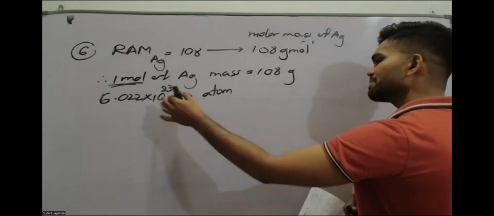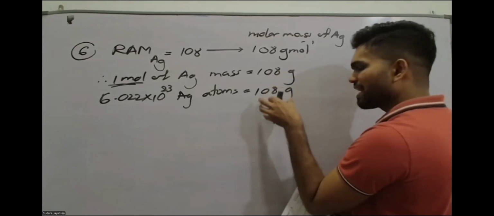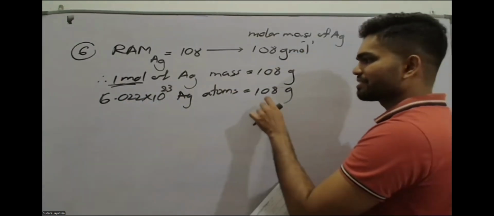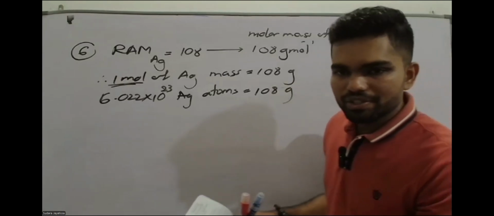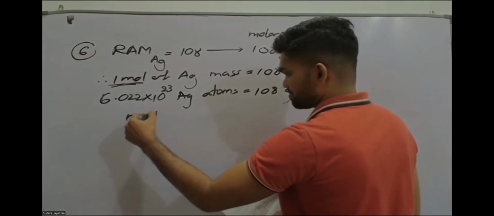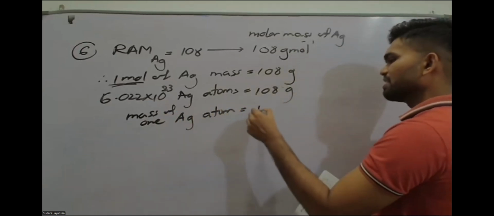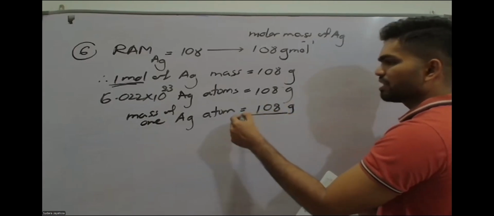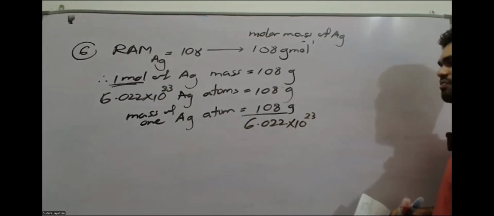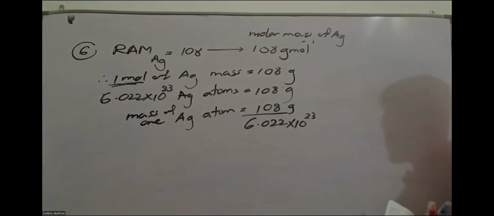Right? The silver atoms, this many, their mass is what we call 108 grams. So 108 grams is the mass of Avogadro number of atoms. So they need the mass of what? One atom. So what we should do? Mass of 1 Ag atom, we have to divide this mass of 1 mole by the number of atoms in 1 mole, which means the Avogadro number. Is that clear to you all?